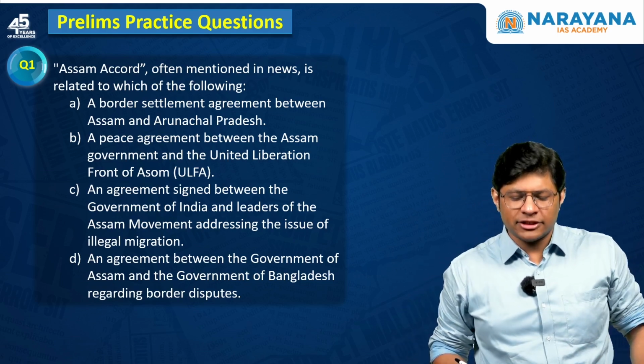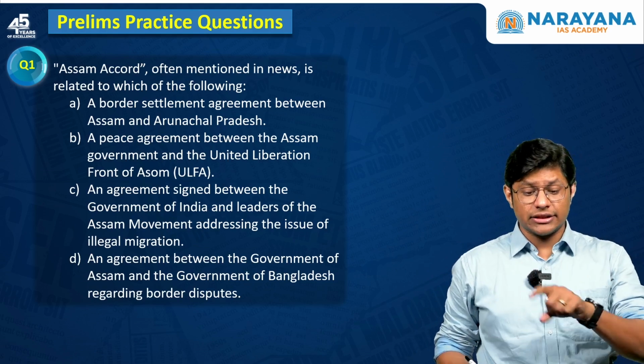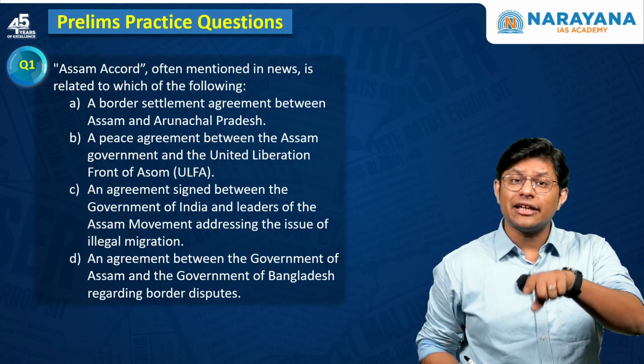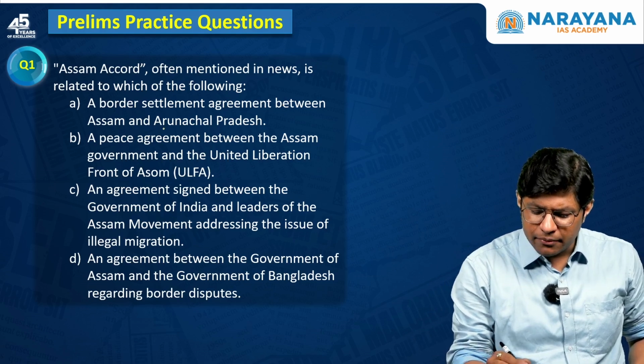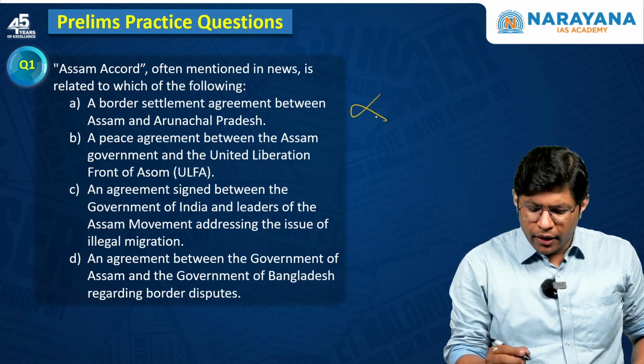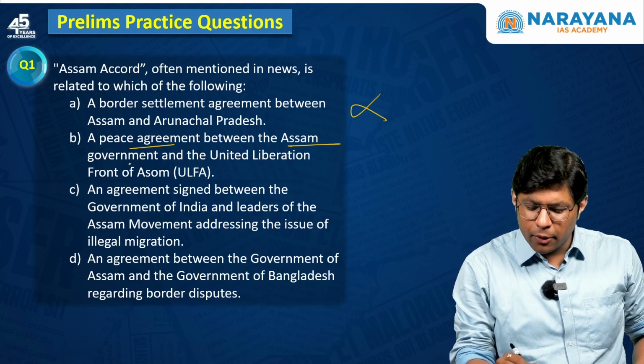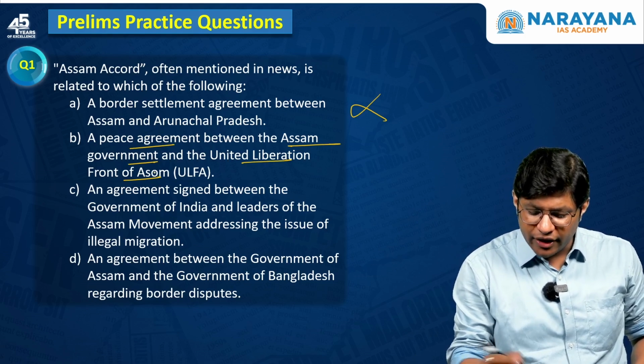Assam Accord, often mentioned in the news, is related to which of the following? This question was also asked in the UPSC examination. A border settlement agreement between Assam and Arunachal? No. A peace agreement between the Assam government and the United Liberation Front of Assam?